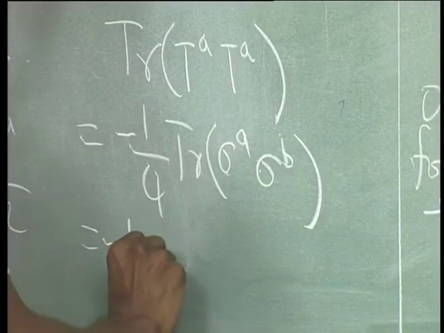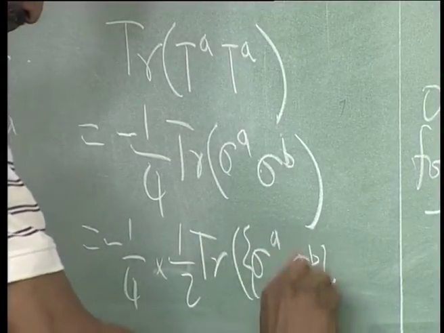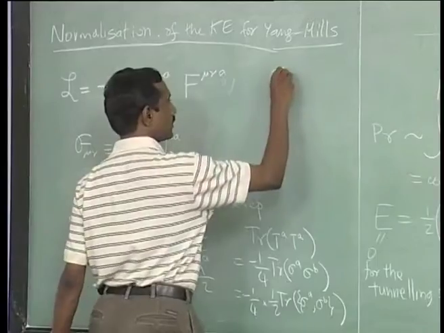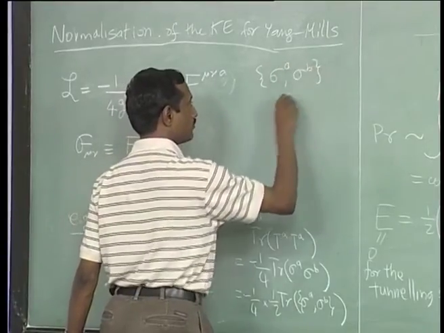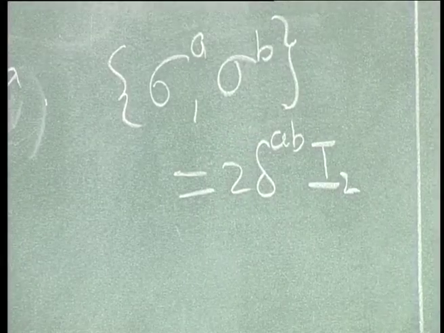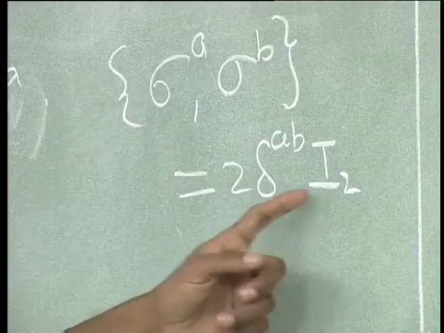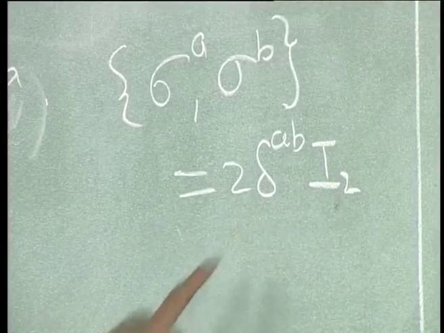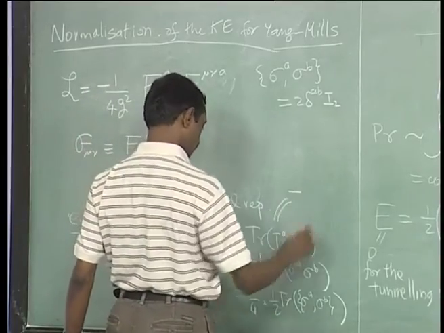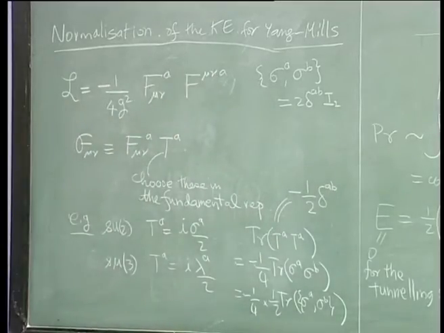So let me follow the thing twice. So this just becomes half trace, and you should know this, sigma A times the identity in the 2 by 2 matrix. So if you take the trace of this, you get 2. So it becomes 4 delta A B, which will cancel this 4, but you are left with a half. So this is equal to minus a half delta A B.